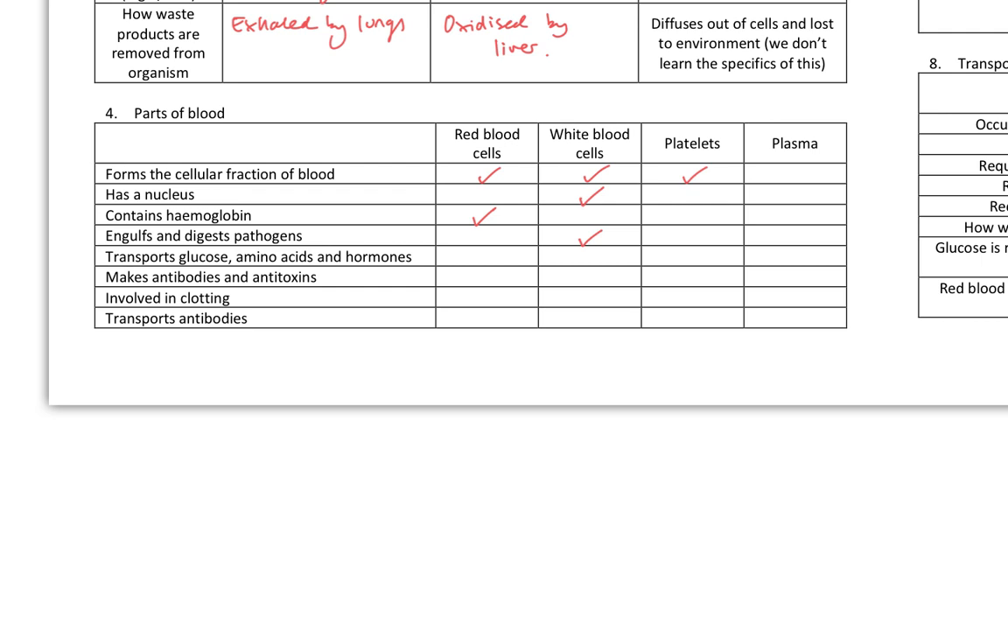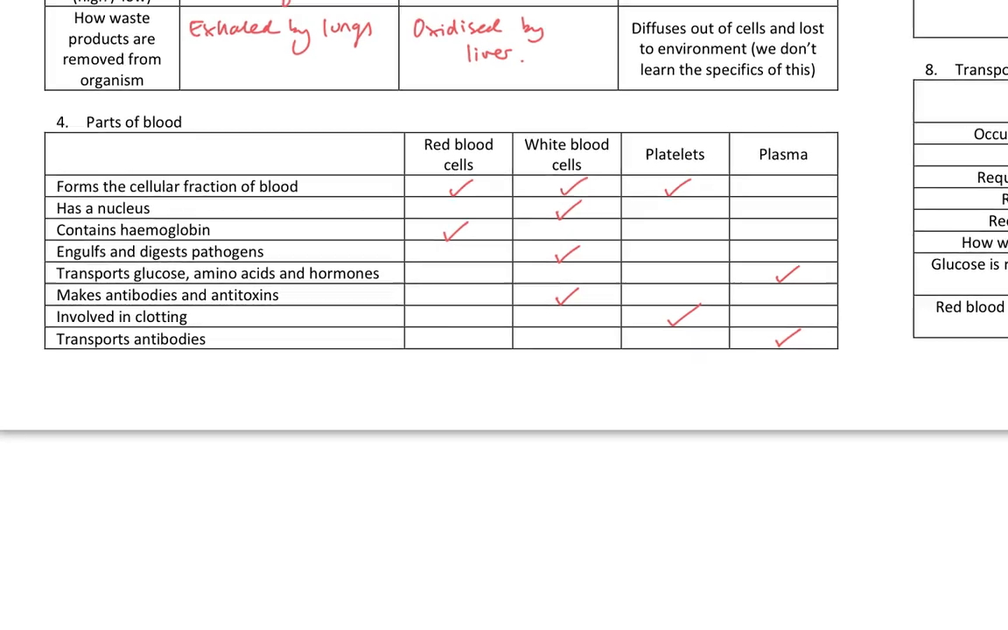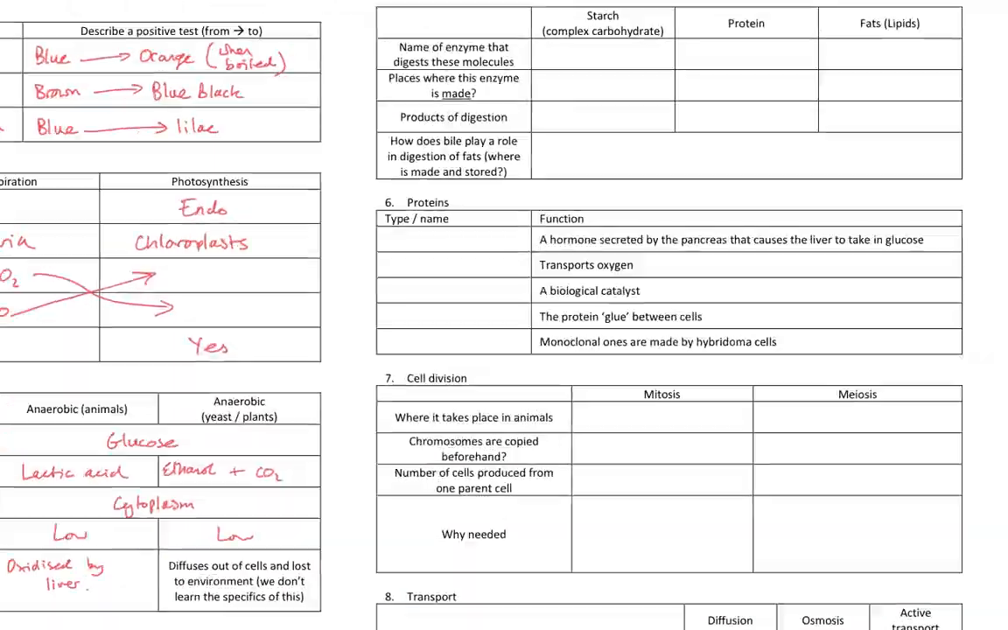Transports glucose, amino acids, and hormones. That's all dissolved in the blood plasma. Makes antibodies and antitoxins. That's the lymphocytes, a white blood cell. Involved in clotting. There he is, the platelet. Transports antibodies. That's the plasma. That's what people get wrong and think it's the white blood cells transporting them. It's not. They just release them and it just spreads around the body in the blood plasma. So again, we've zipped through that, but tables of differences are really useful for that kind of stuff.